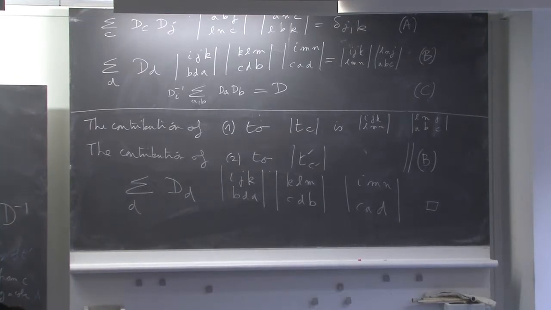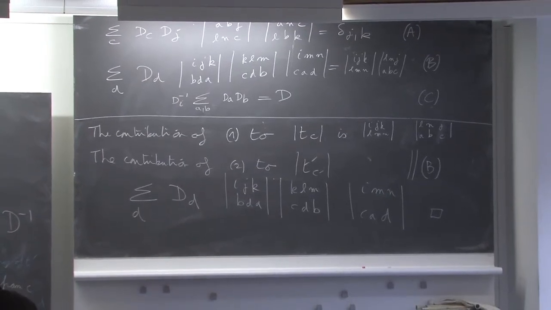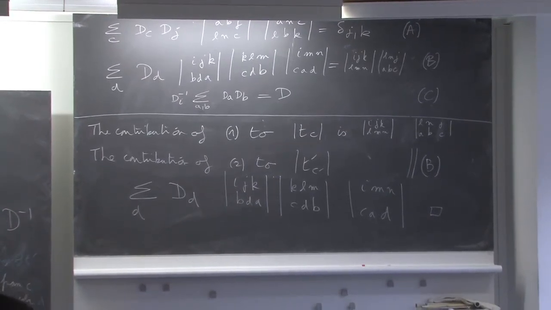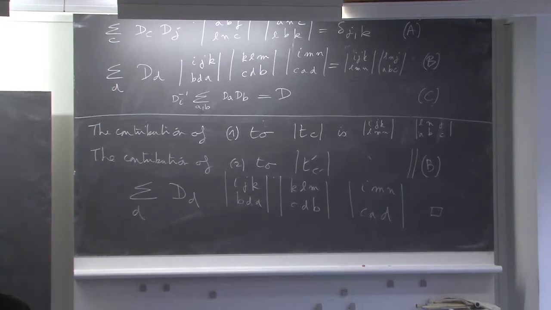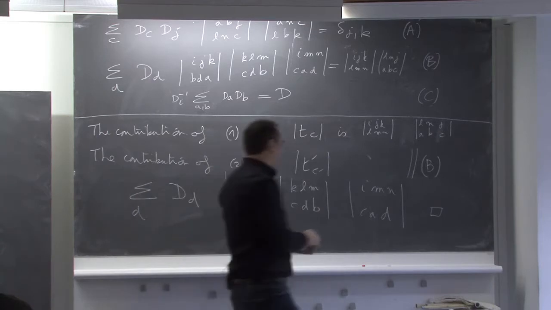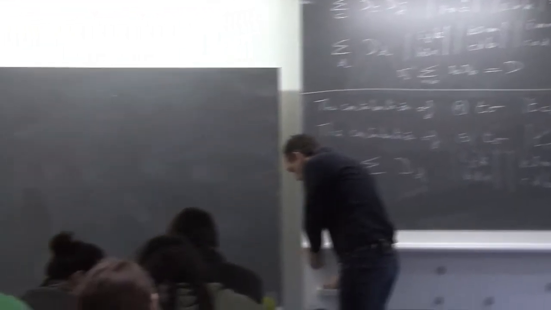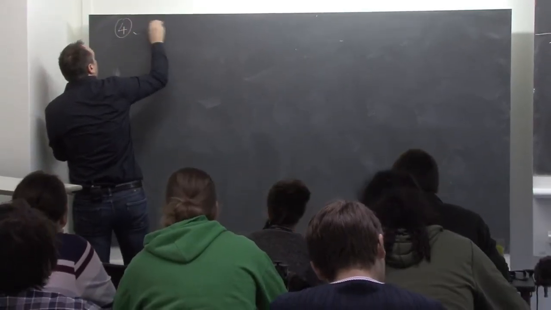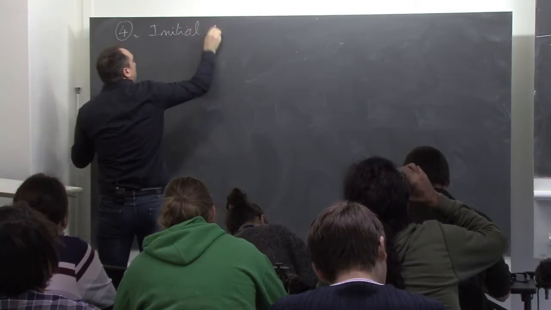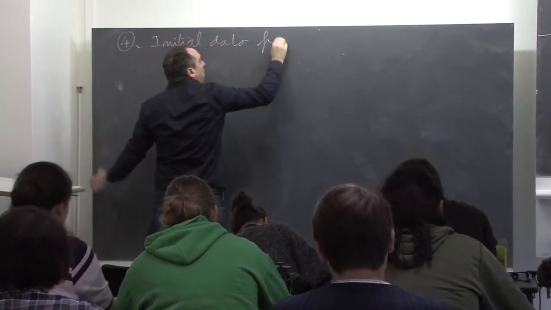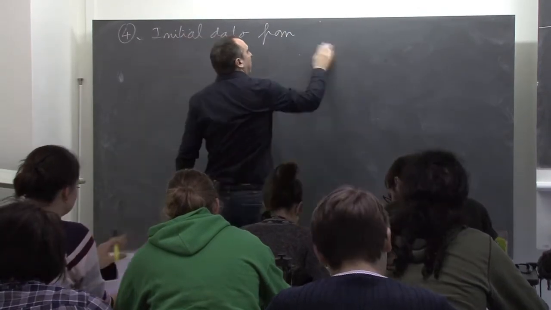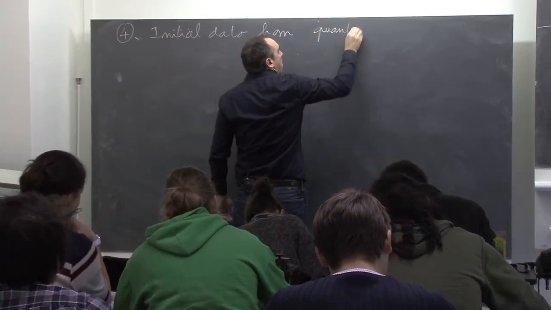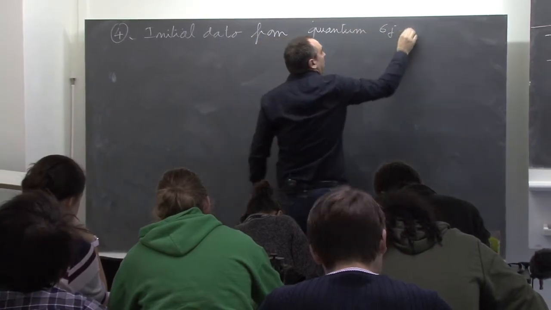Now, a question is how to obtain initial data. And I will give an example of initial data from quantum groups. So it is the thing for initial data, from, we call them the quantum 6j symbols.